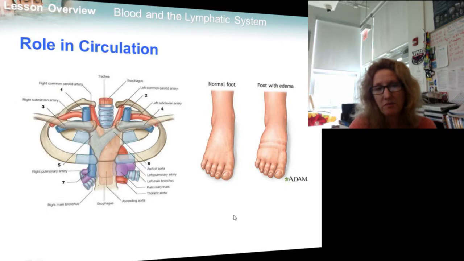Pressure on lymph vessels from the surrounding skeletal muscles helps move the lymph through the system into larger and larger ducts. These ducts return the lymph to the body through openings in the subclavian, here it is, the subclavian veins right here, just below our shoulders. So when injury or disease blocks the lymphatic vessels, lymph can accumulate in the tissue, causing swelling called edema.